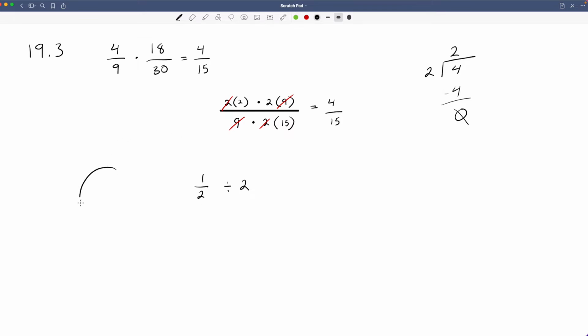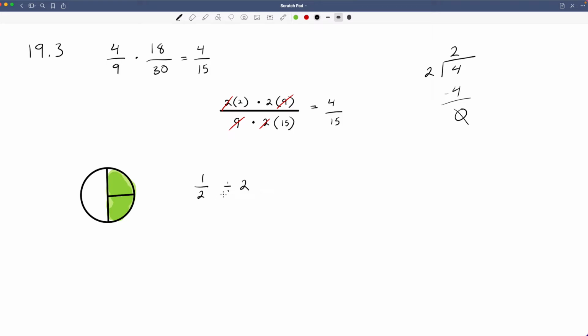Let me illustrate it with a circle here, right? So here is 1/2. And if I were to divide this 1/2, I'm going to shade it in. This is the side that I'm working with here. If I were to divide this half into 2 pieces, I would get quarters. I would get 1/4 and 1/4. That makes perfect sense. You can see that.